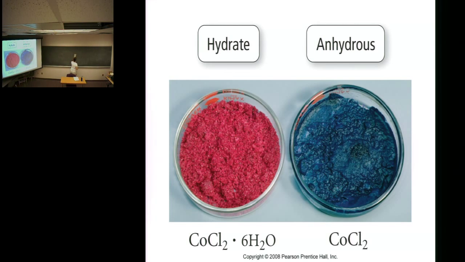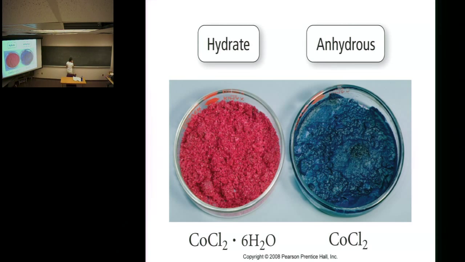Okay, so let's see if we can name another one. This is MgSO4·7H2O. So here we go. How do we name this? Magnesium sulfate. What's 7? Heptahydrate. We call that a hydrate. So that would become magnesium sulfate heptahydrate.